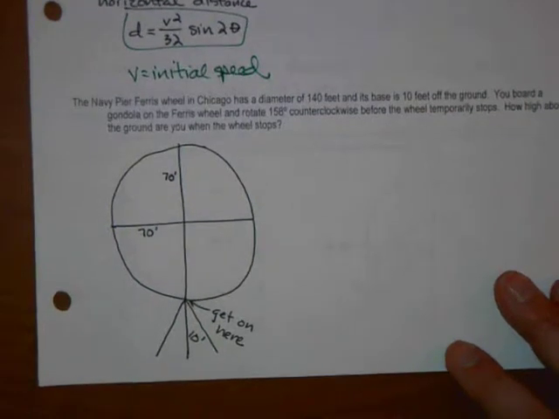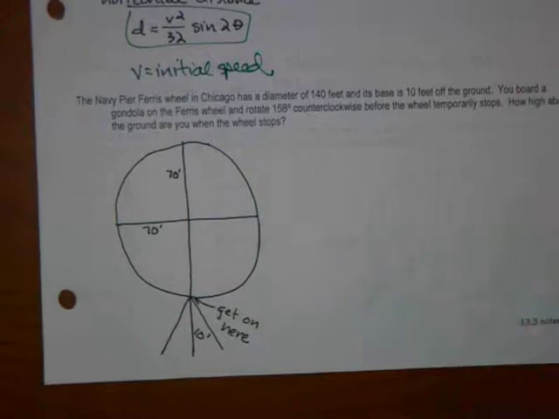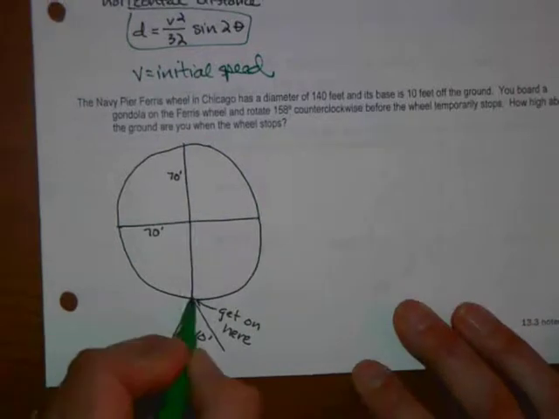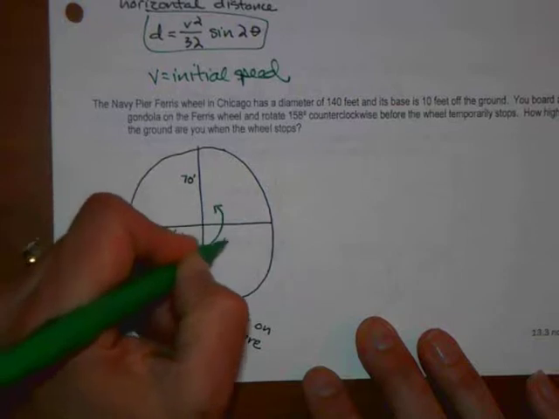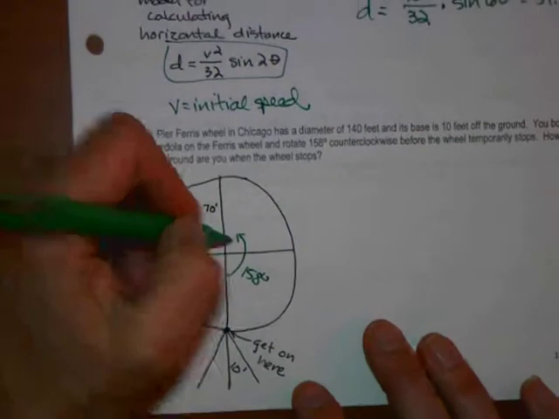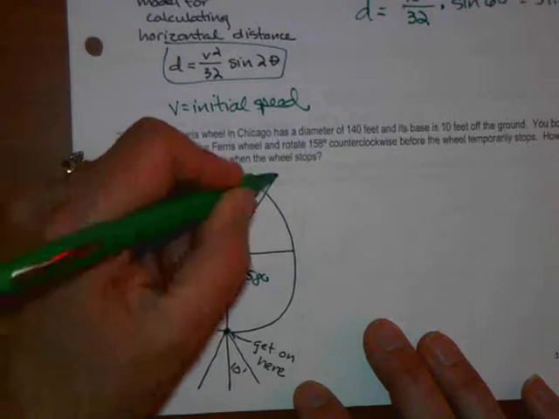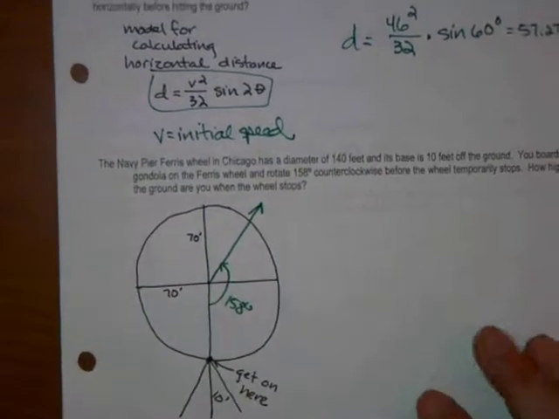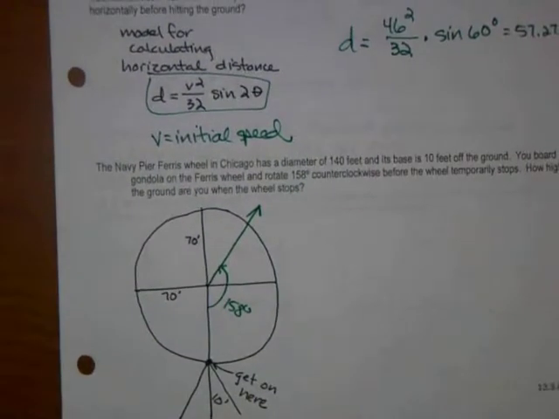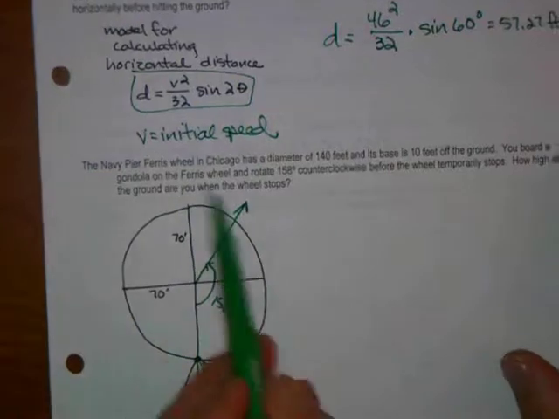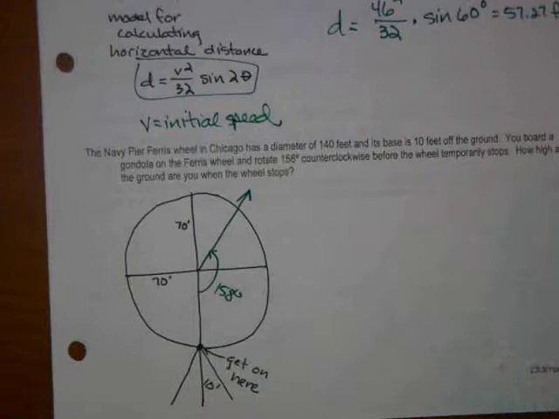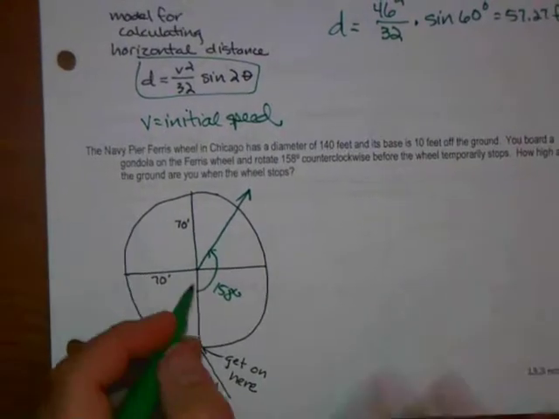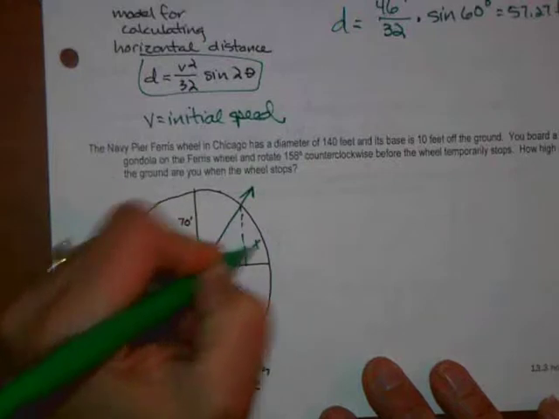You board a gondola, that's the thing you sit in, on the Ferris wheel, and rotate 158 degrees. So you get on here, and you rotate 158 degrees, and you're stuck here. You're stuck there. Has that ever stopped on you? The Ferris wheel ever stopped? Yeah. All right. Before the wheel temporarily stops, how high above the ground are you when the wheel stops? Guess what? You have the math ability to figure this out now. No, we don't. Why would you want to? Having a great time on a Ferris wheel.